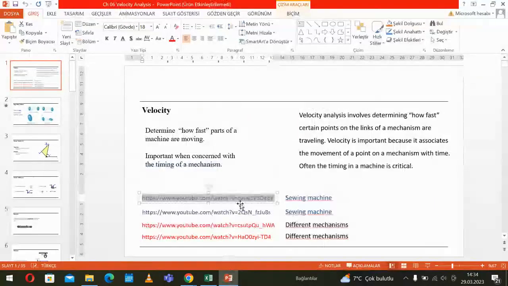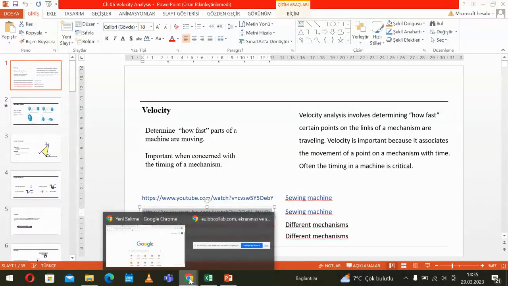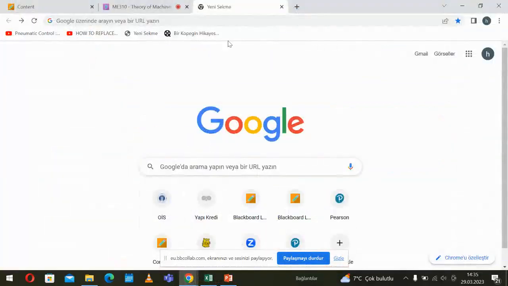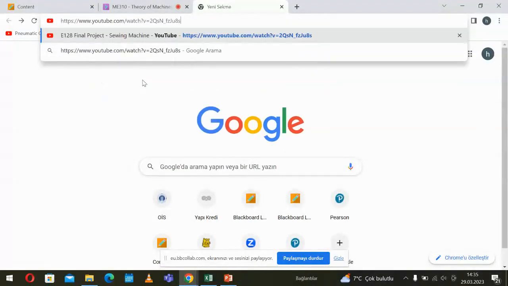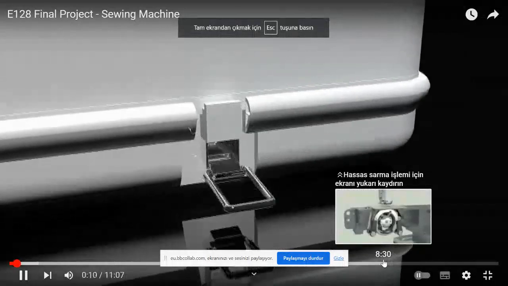So there is another sewing machine. Mechanisms are used mostly in sewing machines, textile machines, and other types of machines.